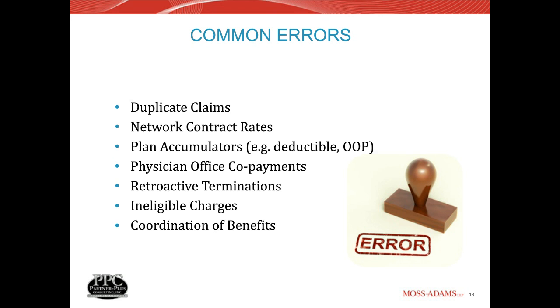Plan accumulators. These are related to deductibles and coinsurance and out-of-pocket maximums. And we see these errors when changes are made to the claim by the provider. This happens when providers make adjustments to the bill and they will resend their bill in. And when that happens, the TPA has issues tracking those adjustments in their system and then recalculating the deductible and coinsurance amount. So that's where we will see a lot of issues related to plan accumulators.